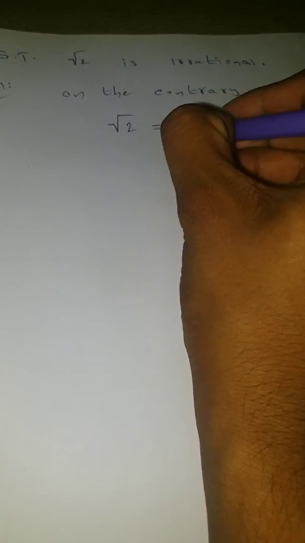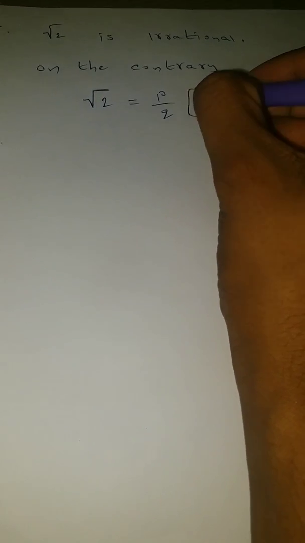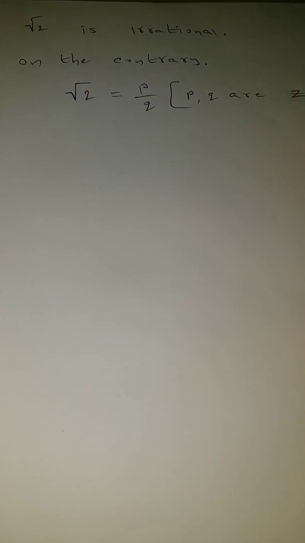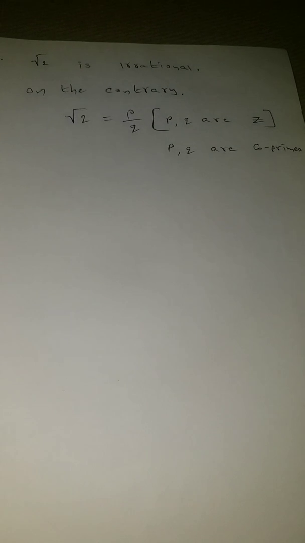So, on the contrary, let us assume that root 2 is rational. If root 2 is rational, we can write it in the form p by q, where p, q belong to integers as well as p, q are co-primes. So on the contrary, let us assume that root 2 is a rational number.